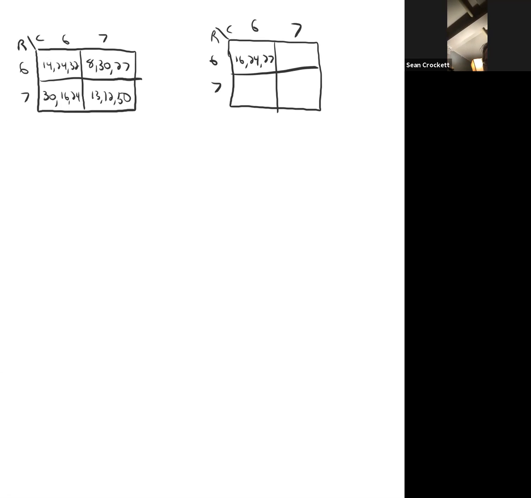Oops, I made a mistake there. I don't want to start off a game with the wrong payoffs again. 30, 16, 24. And 14, 24, 32. And so M makes a move, and if M chooses a 6 o'clock time slot, the payoffs are the left matrix, and if M chooses the 7 o'clock time slot, the payoffs are the right matrix.